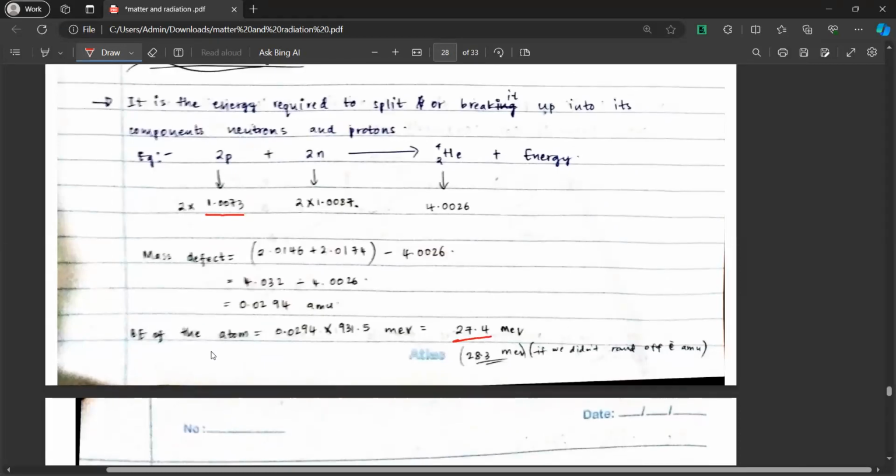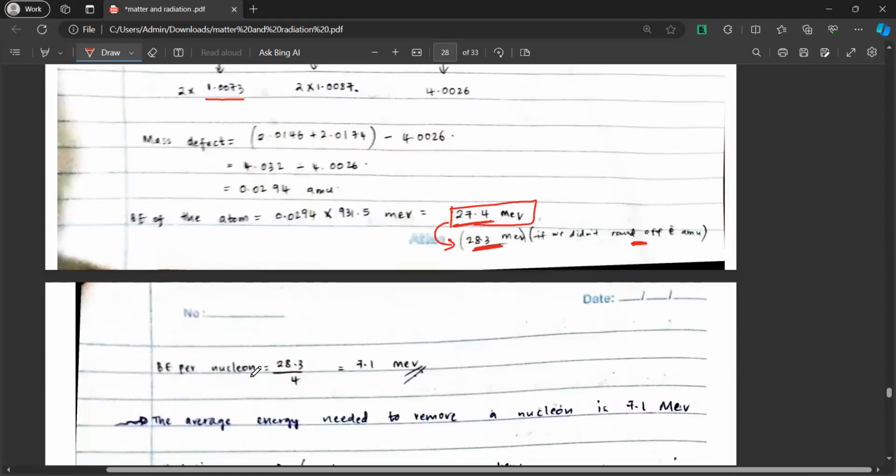So this is the value we got. In the resource book, the value was given as 28.3. There was a lot of rounding off, right? That rounding off might be the reason for this deviation. So this is the value we got, and this is the given value.